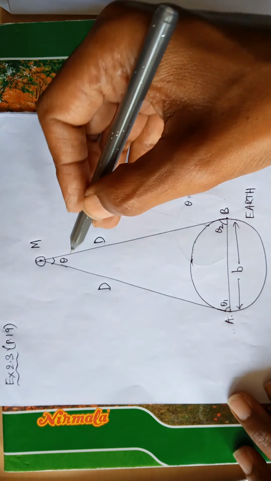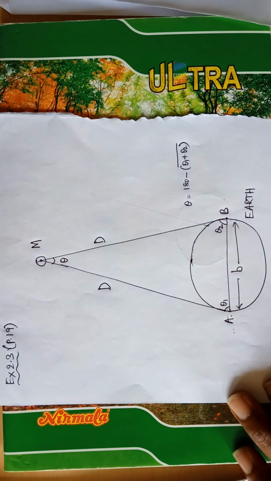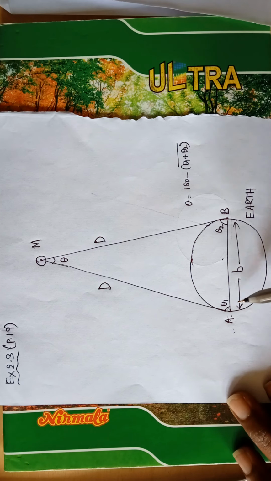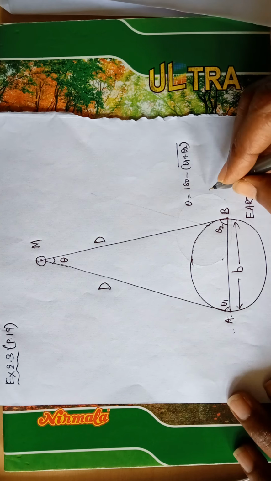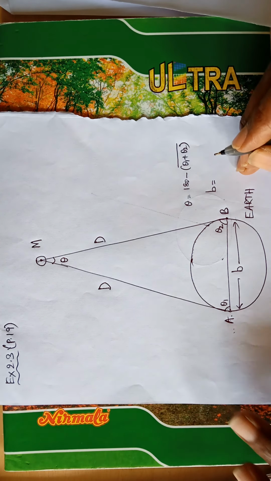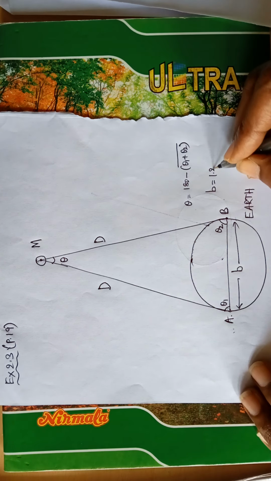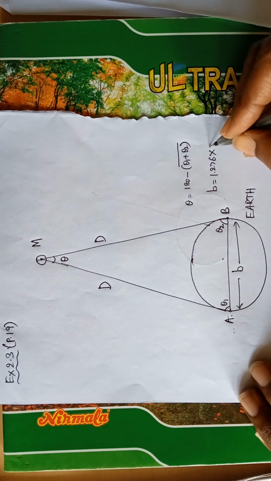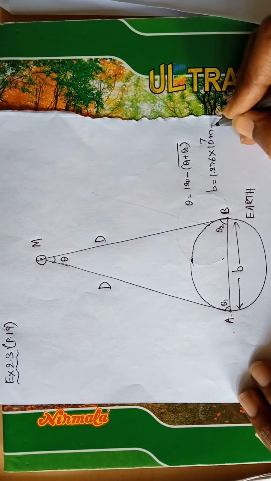This angle theta is called the parallax angle. And see, from our Earth, the moon is very far away. The distance between A and B, just now we said, is the diameter of Earth, and its value is given in our problem. What is the diameter of Earth? B is equal to 1.276 into 10 power 7 meter. Diameter is given.